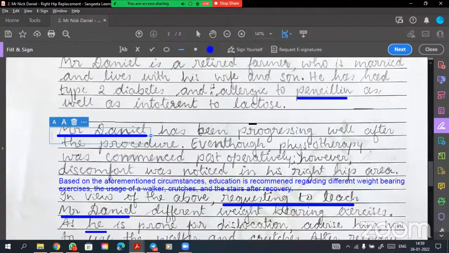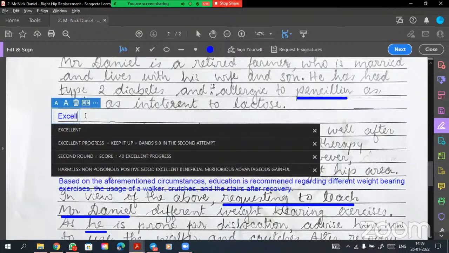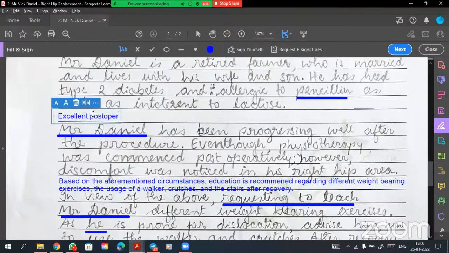Excellent progress during the excellent post-operative has been observed. Excellent post-operative progress has been observed, noticed. Okay. Excellent post-operative progress has been observed or noticed. Is that clear? Yes, sir. Post-operatively, excellent progress has been observed. That is enough. Is that clear?